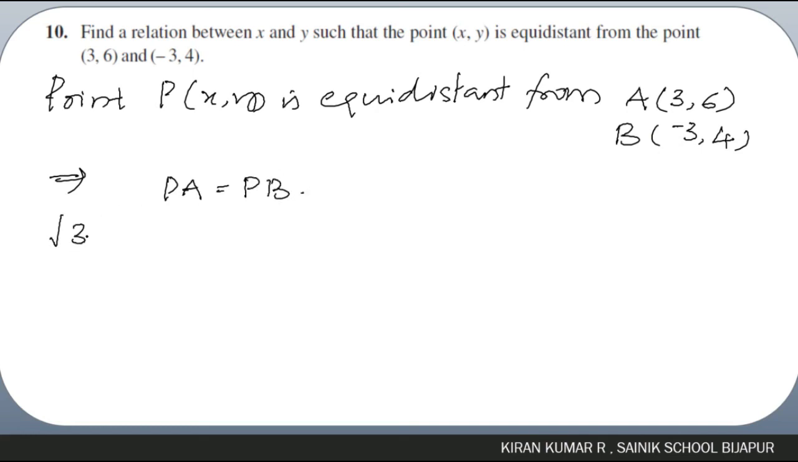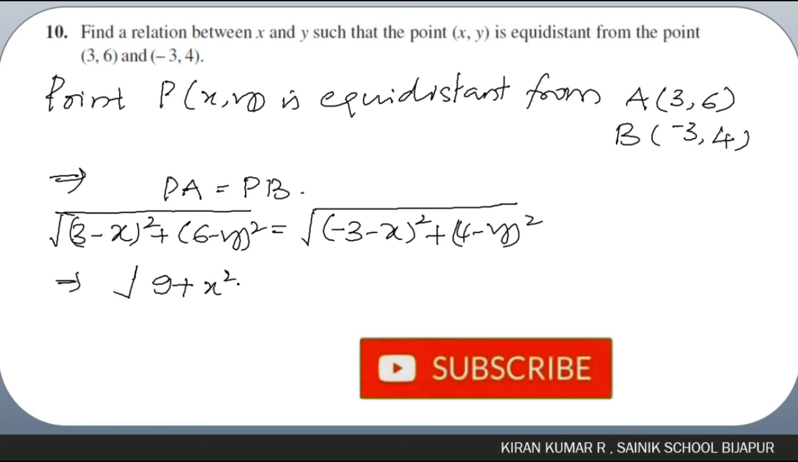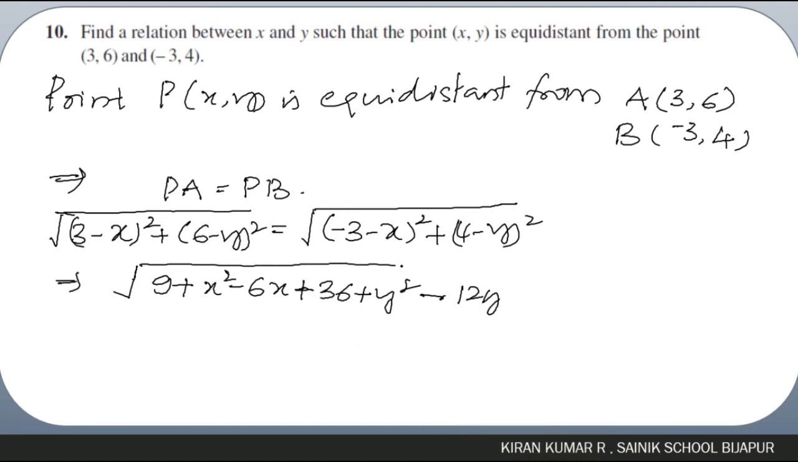So what is PA? It is root of (3 minus x) whole square plus (6 minus y) whole square, which is equal to root of (negative 3 minus x) whole square plus (4 minus y) whole square. We get root of 9 plus x square minus 6x plus 36 plus y square minus 12y equal to root of 9 plus x square plus 6x plus 16 plus y square minus 8y.